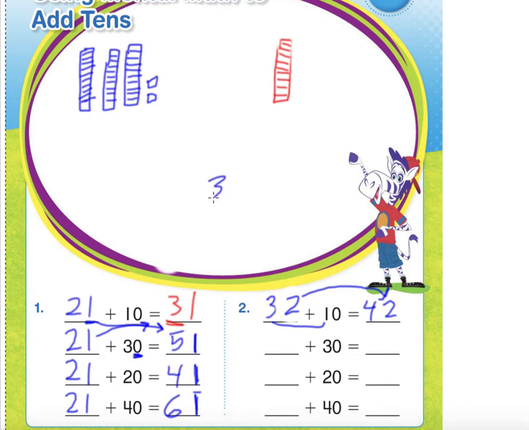And if you're not sure, of course you can always check. 32 plus 10. Draw a line down the middle. 2 plus 0 is 2. 3 plus 1 is 4. We still get 42. Okay, let's move on to the next one.